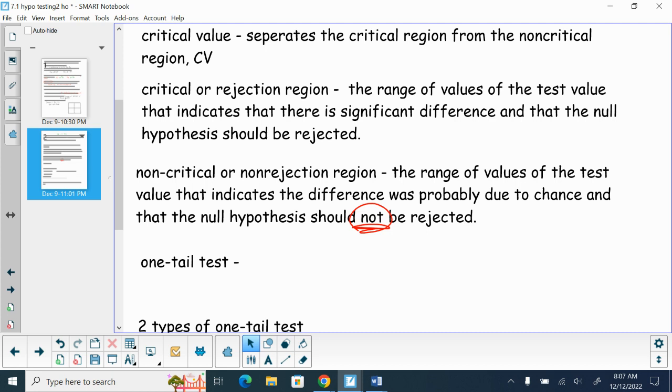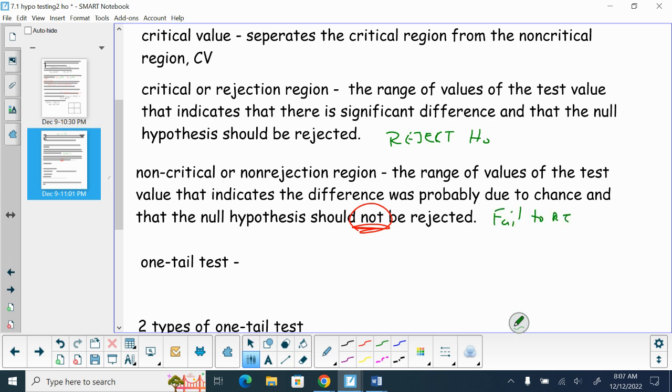So if you fall into a critical region, you'll reject the null hypothesis. If you fall into a non-critical region, you will fail to reject the null hypothesis. You've got two scenarios that are going to happen. You're either going to reject it or you're going to fail to reject.